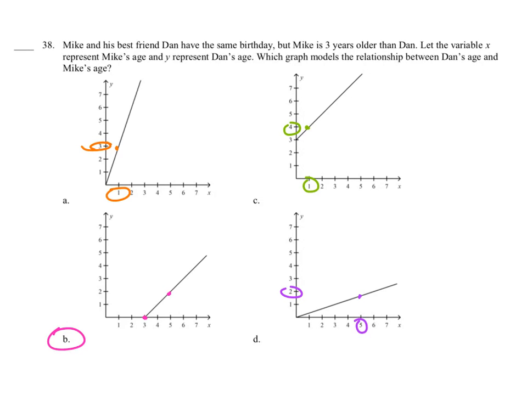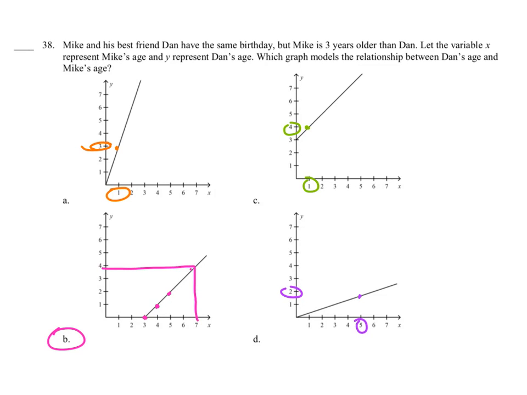Okay, let's try some other points on B. Okay, when Mike is 3, Dan is 0. Yeah, that makes sense. He's 3 years older still. When Mike's 4, Dan's 1. Sure. When Mike is 7, Dan is 4. Yeah, Mike's 7, Dan's 4, right?